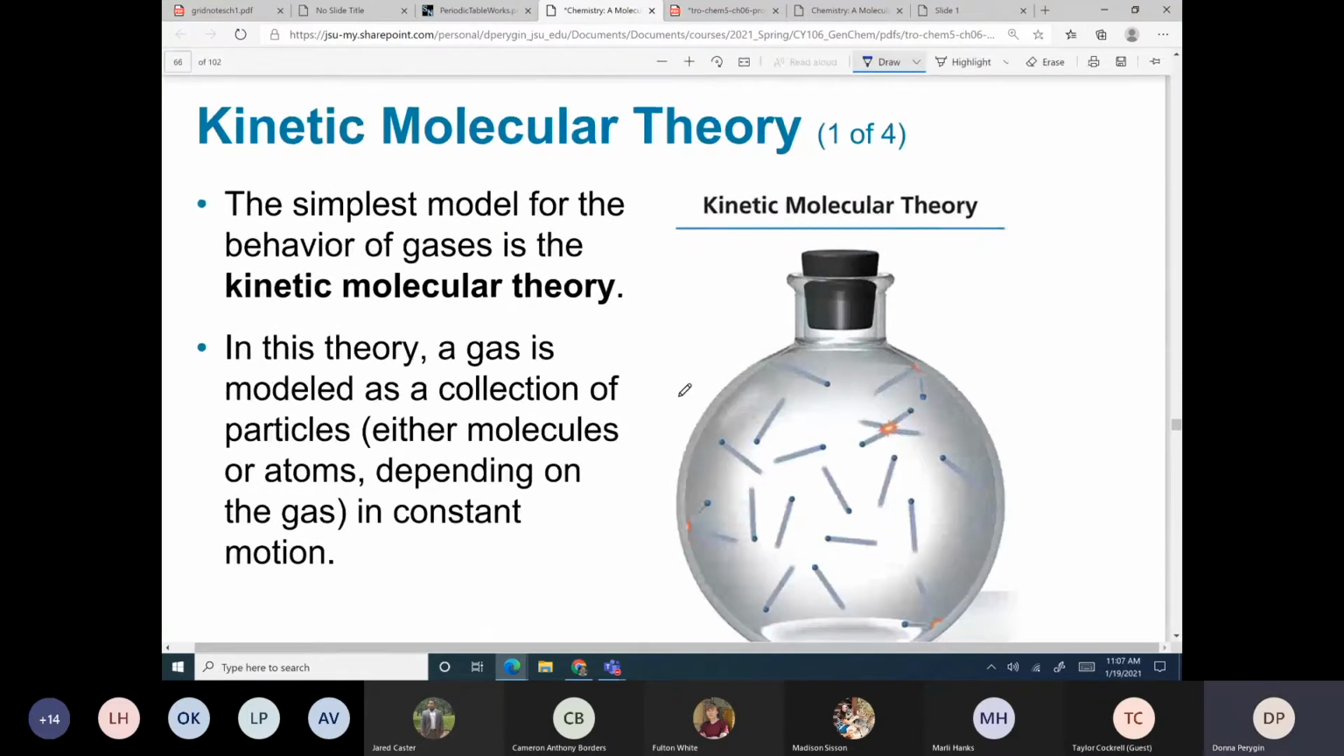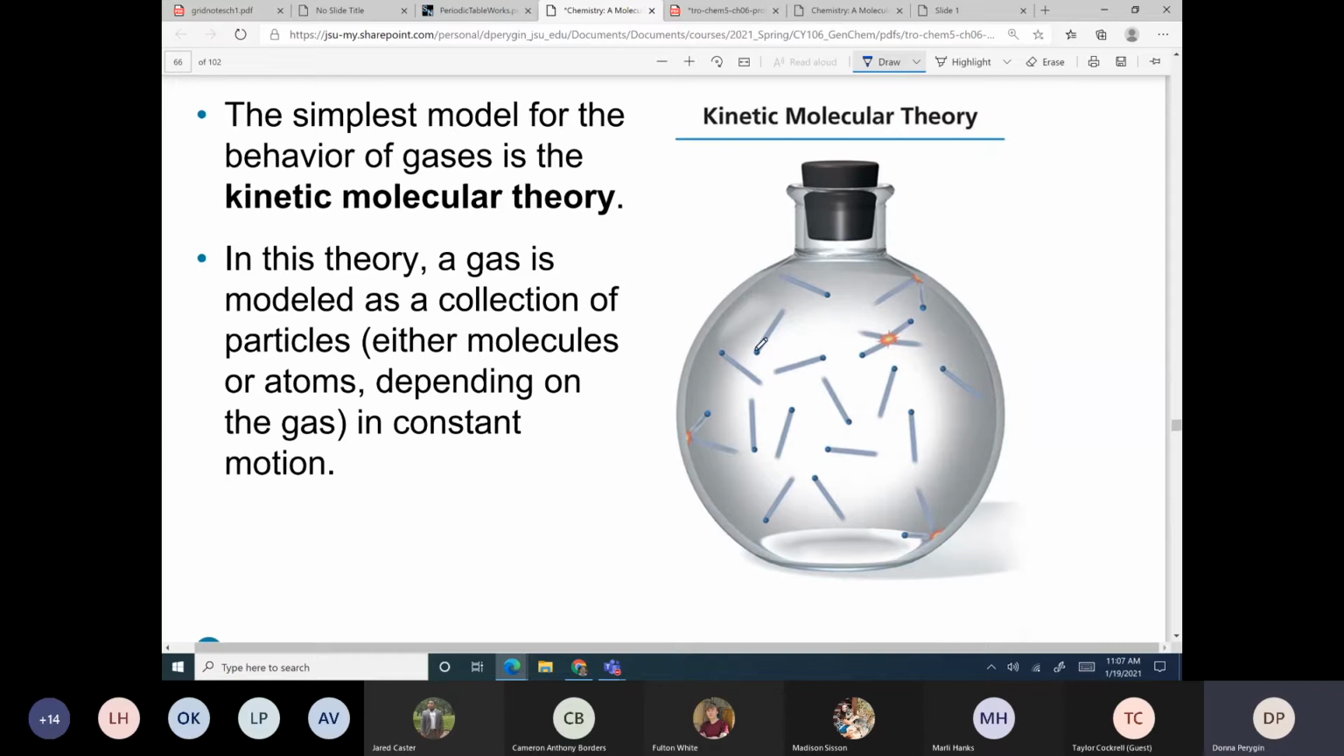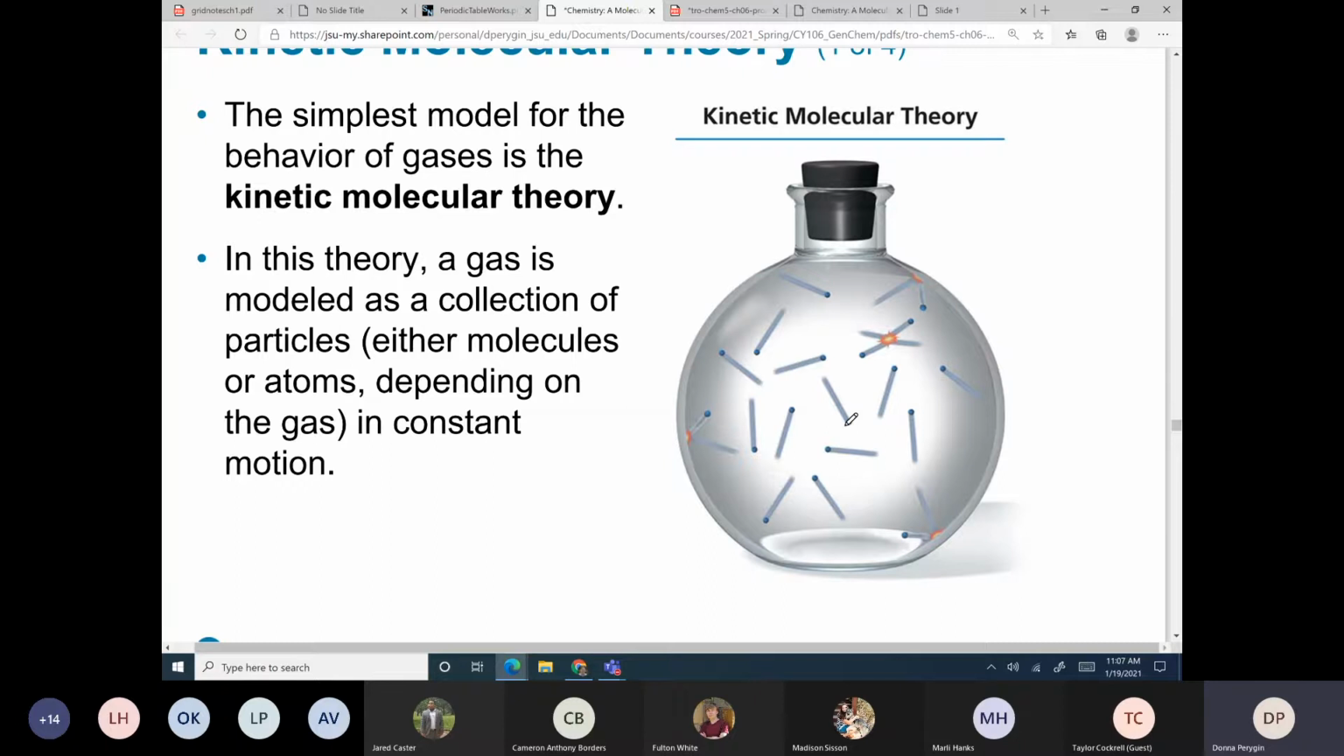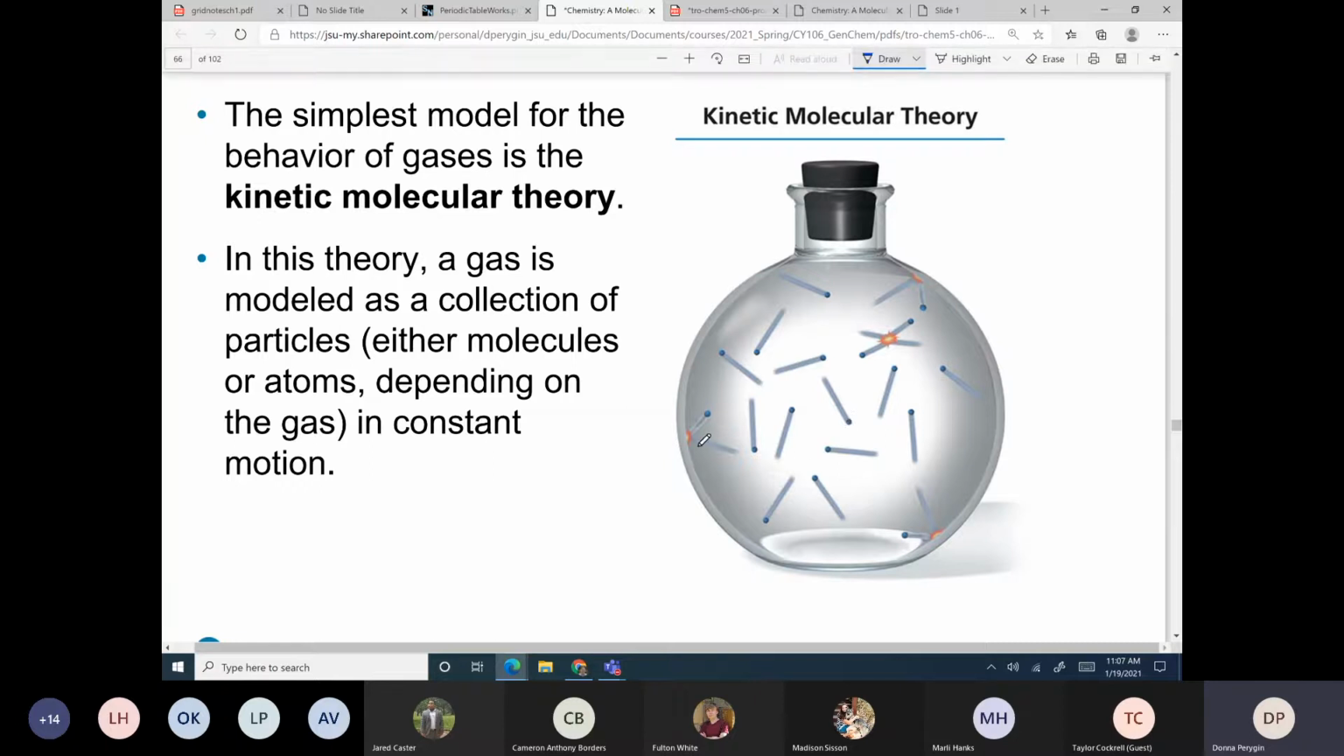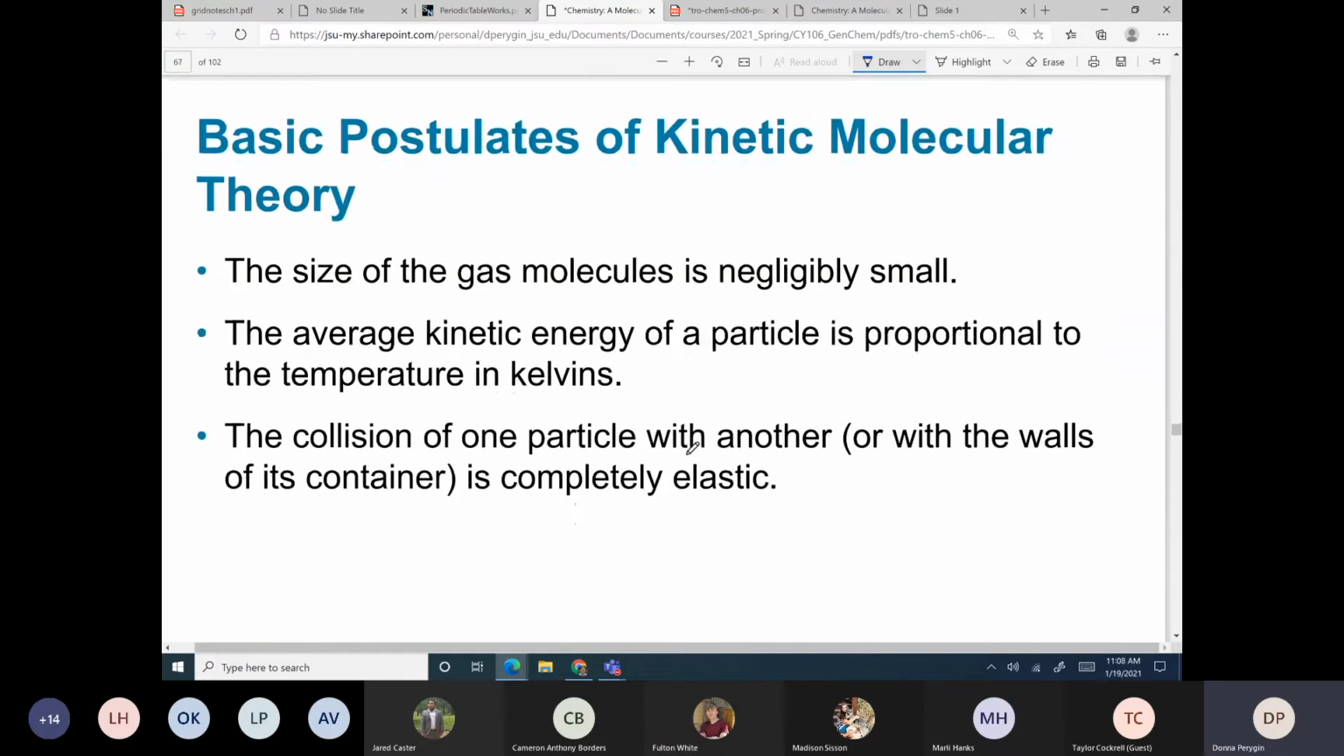All right, so kinetic molecular theory. I'm going to just run through the rest of this theory real quick and then we'll work some problems. The simplest model for the behavior of gases is kinetic molecular theory. Gas is a collection of particles, and we can think of an ideal gas as not interacting with anything around it, and these are all in constant motion. So their kinetic energy is going to depend on temperature. We assume that the size of the gas molecules is negligible because they're so far apart. The average kinetic energy of a particle is proportional to the temperature in Kelvin.